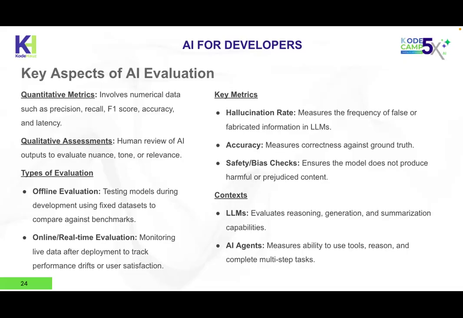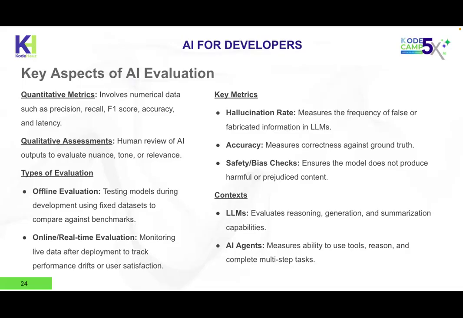So some of the key metrics that you will look at would be hallucination rate, like I said. So hallucination rate measures the frequency of false or fabricated information. Okay. Like we said, hallucination is when the LLM begins to fabricate information. It's not grounded in truth.